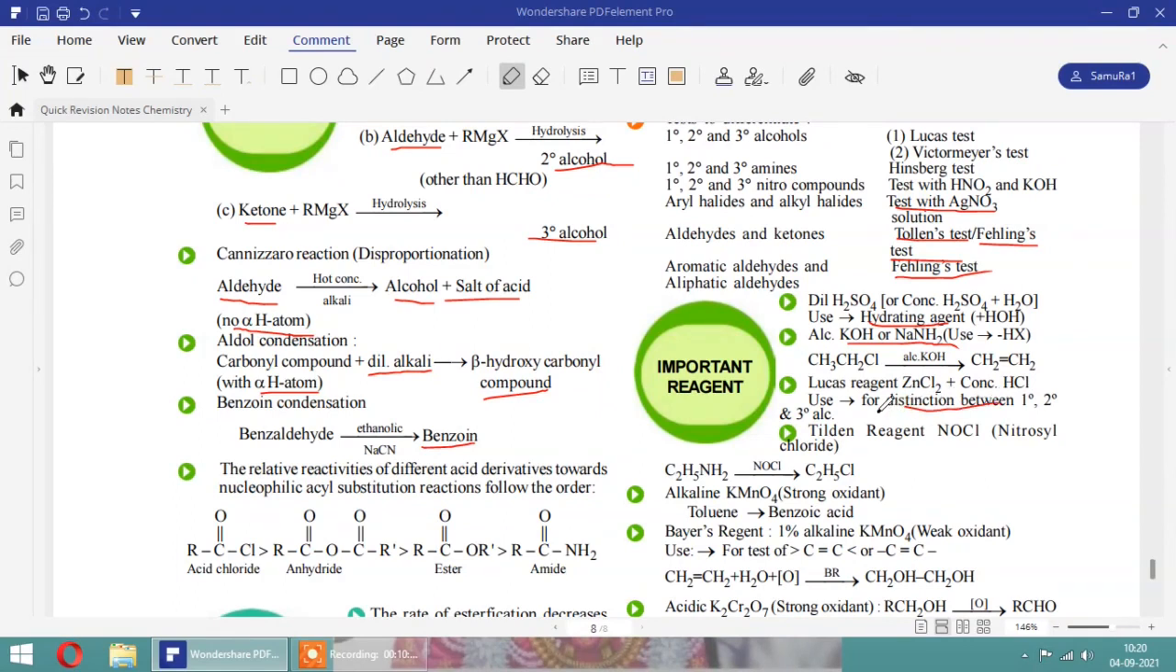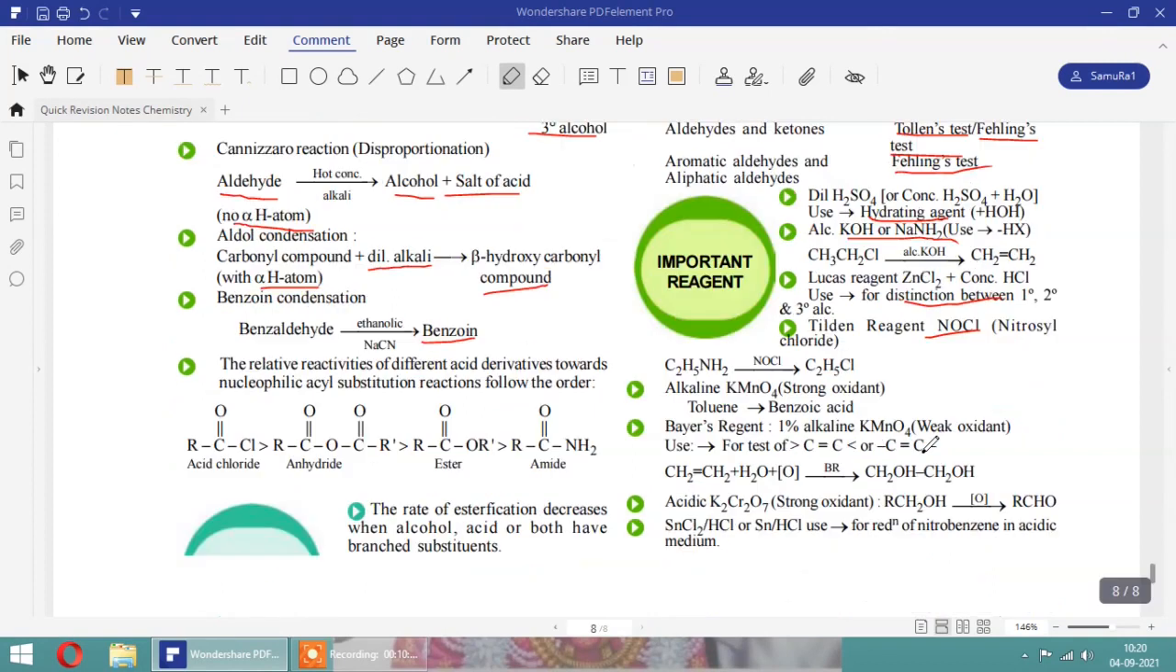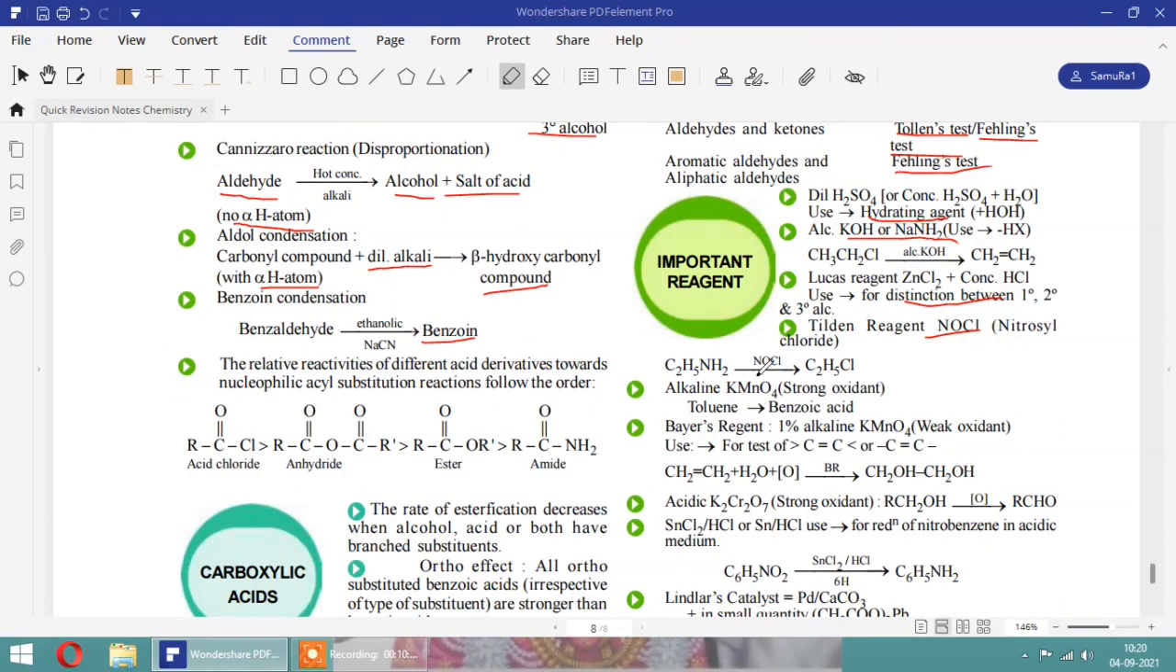I already told you. Tilden reagent is NaOCl, nitrosyl chloride, which is used to prepare C2H5Cl from ethylamine. Alkaline KMnO4 is a strong oxidant which oxidizes toluene to benzoic acid. Baeyer's reagent is 1% alkaline KMnO4. It's a weak oxidant, used for the test of double bond.